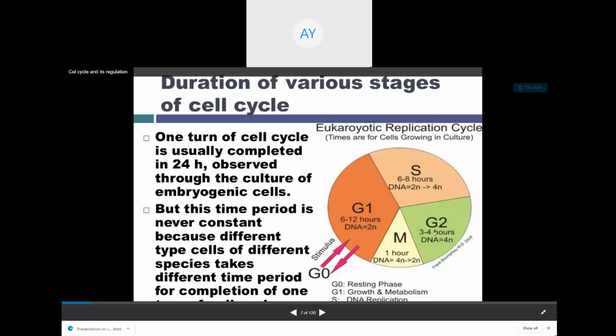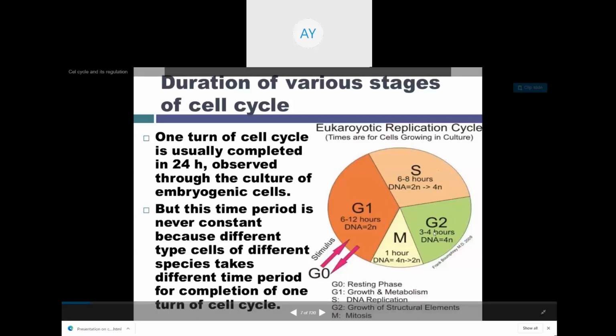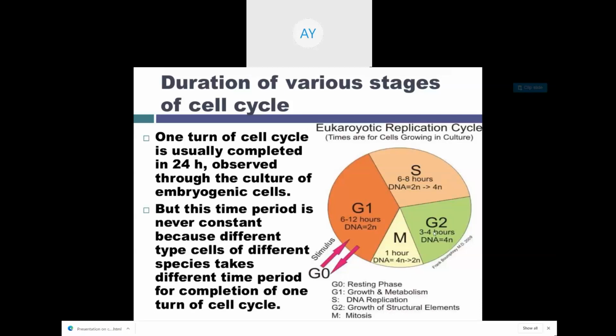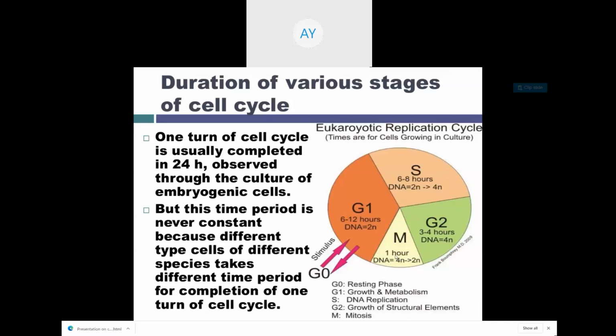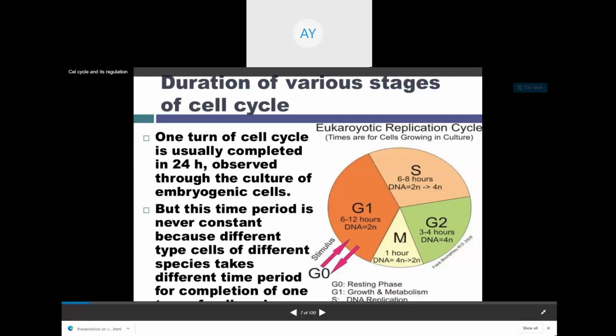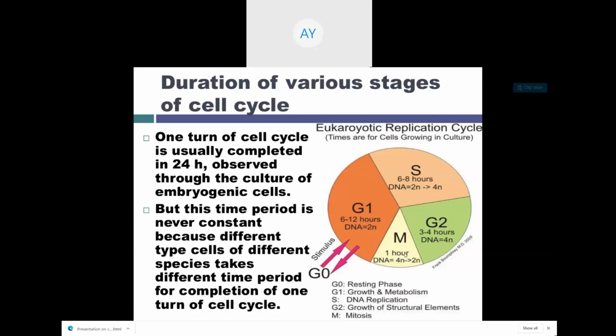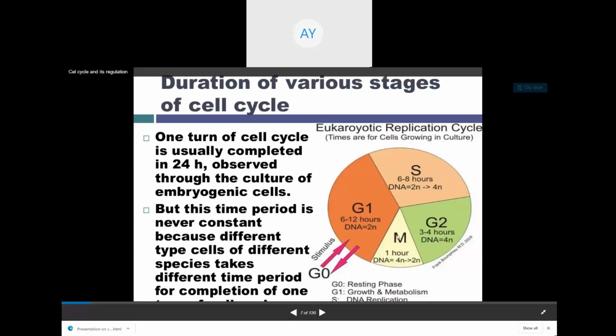Next comes the G2 phase. Whatever substance is left, either DNA or protein, there should be a sufficient amount before entering the M phase. The M phase is the actively dividing stage where mitosis or meiosis occurs. If it is a reproductive cell, then meiosis occurs. If it is a somatic cell, then mitosis occurs.